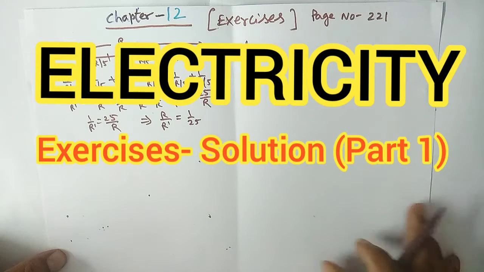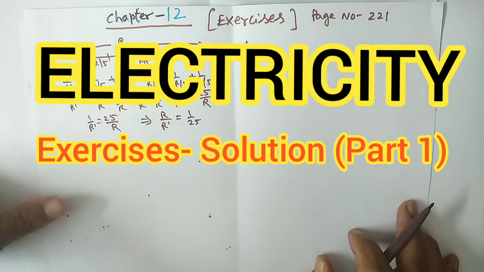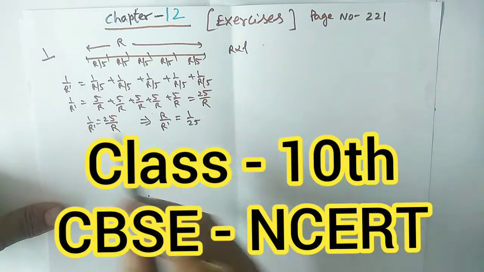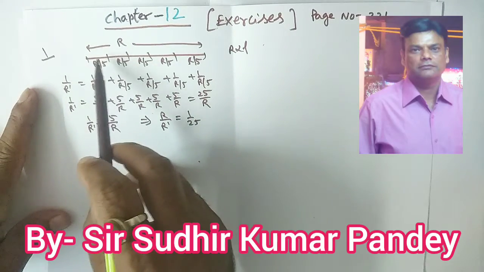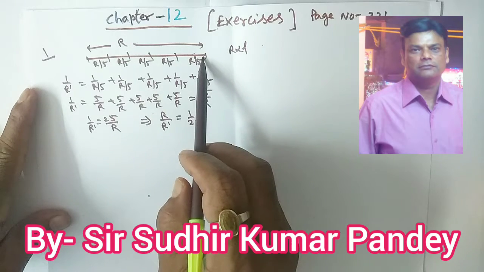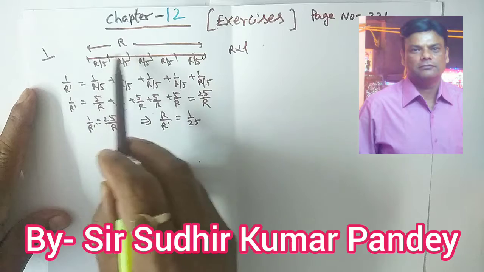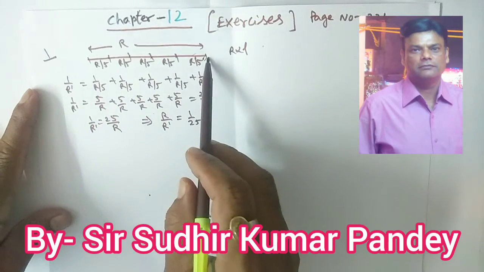Today I am going to start the exercises of chapter number 12. It is given at page number 221. So see the first question. A wire of resistance R is cut into 5 parts. So 5 parts, that is the 1 part, 2 part, 3 part, 4 part and 5 parts.